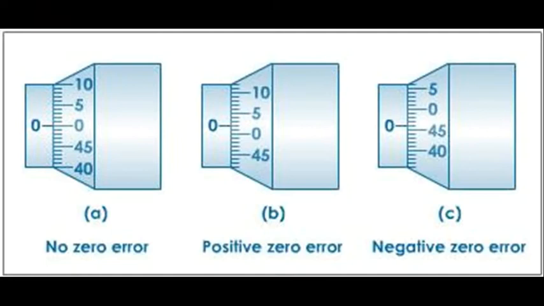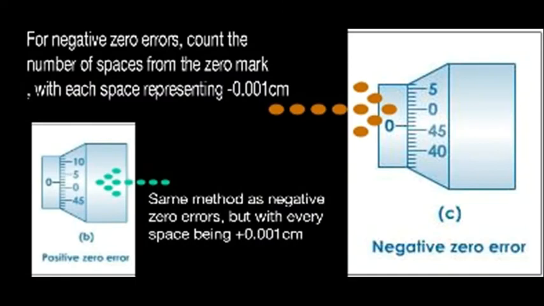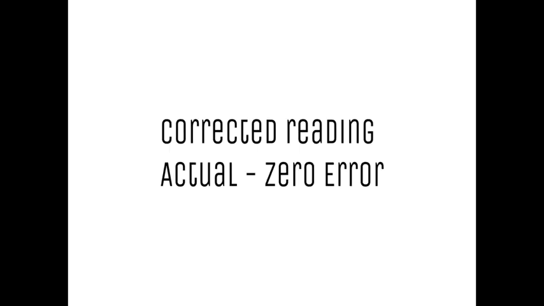When we are not measuring anything, the zero mark on the main scale should coincide with the zero mark on the thimble scale. A zero error occurs when the zero mark on the thimble scale does not coincide with the one on the main scale. There can be a positive or negative zero error. For a positive zero error, the zero mark on the micrometer thimble scale is slightly below the zero on the main scale, whereas a negative zero error is when the zero on the thimble scale is above the zero on the main scale. The corrected reading is calculated by the actual reading minus the zero error.